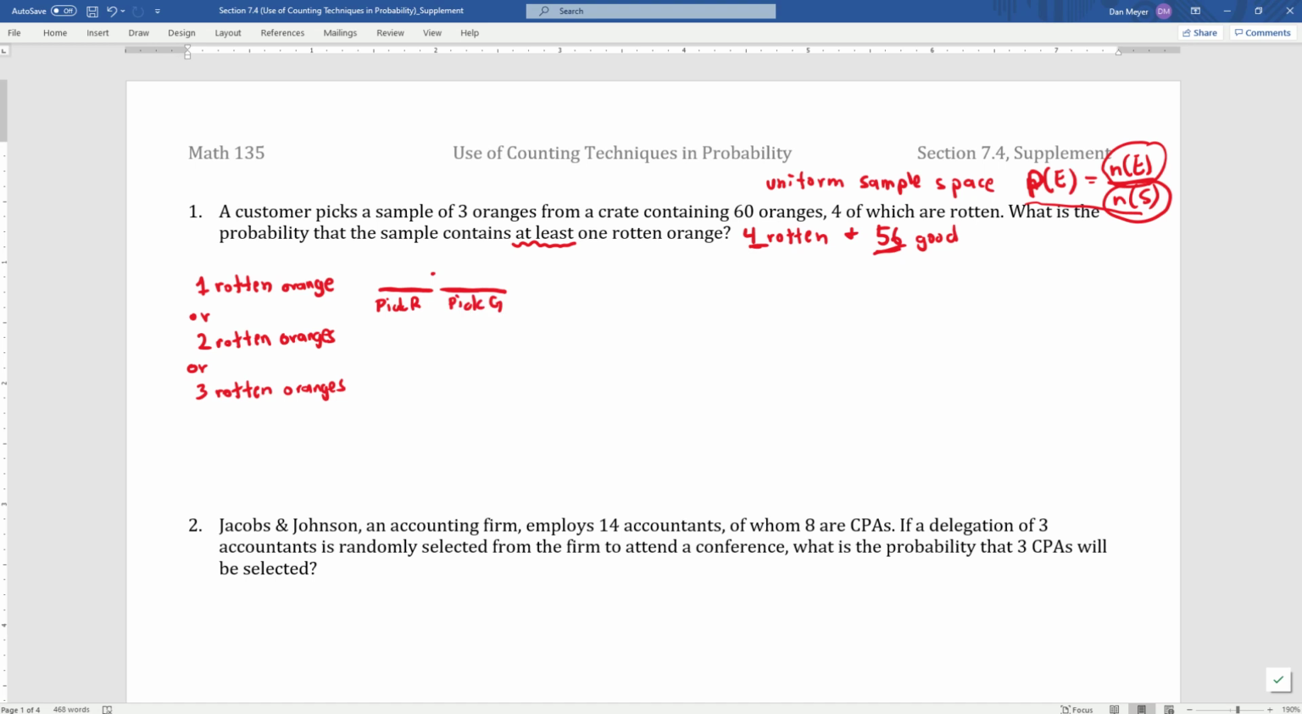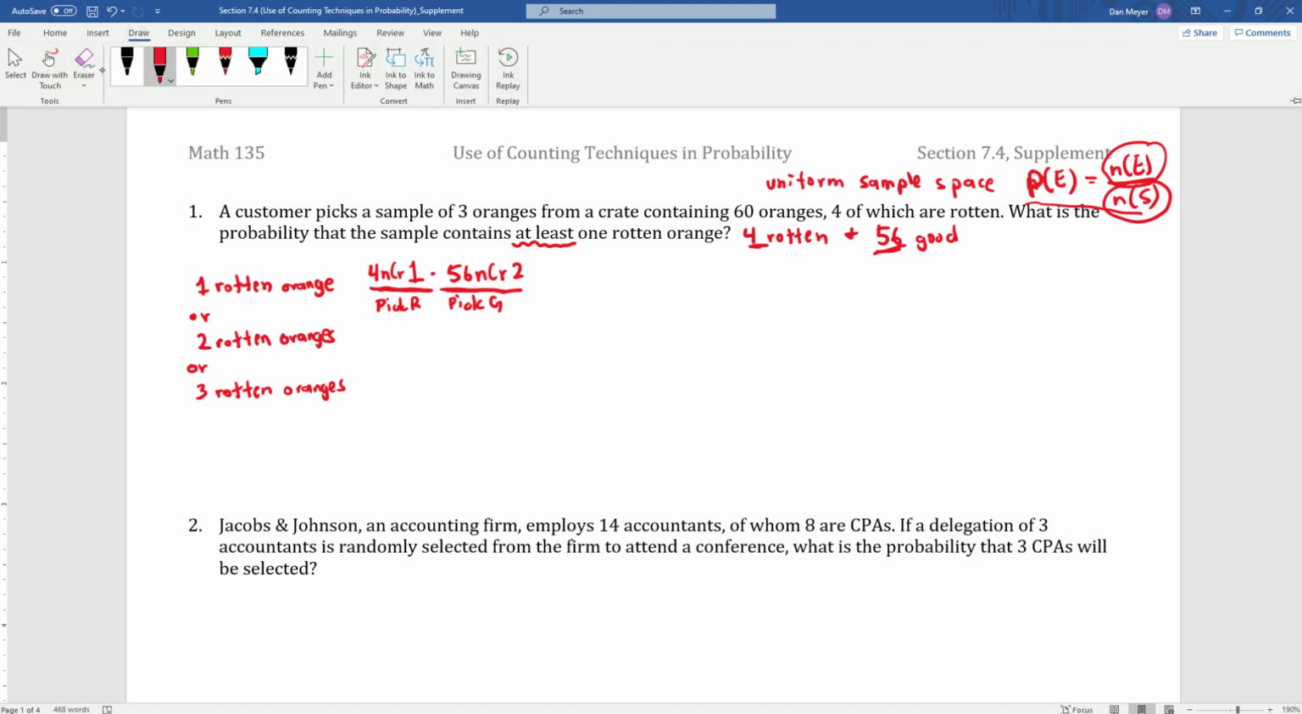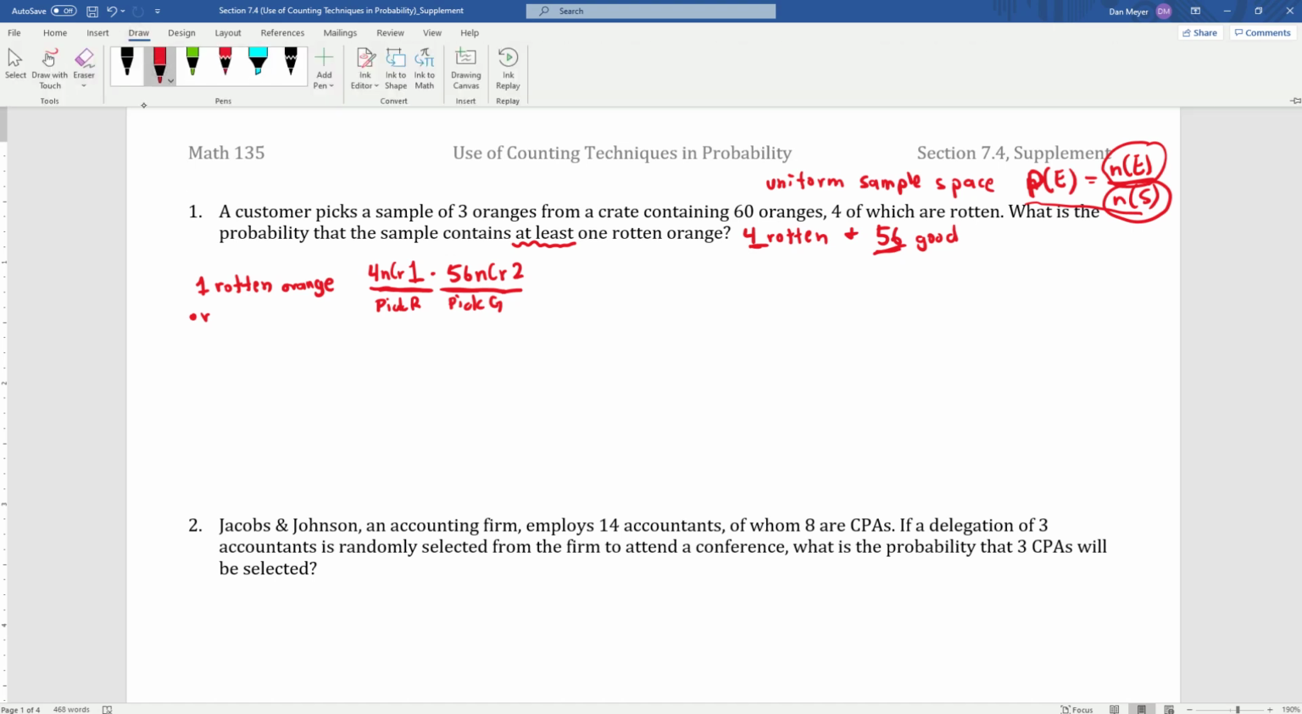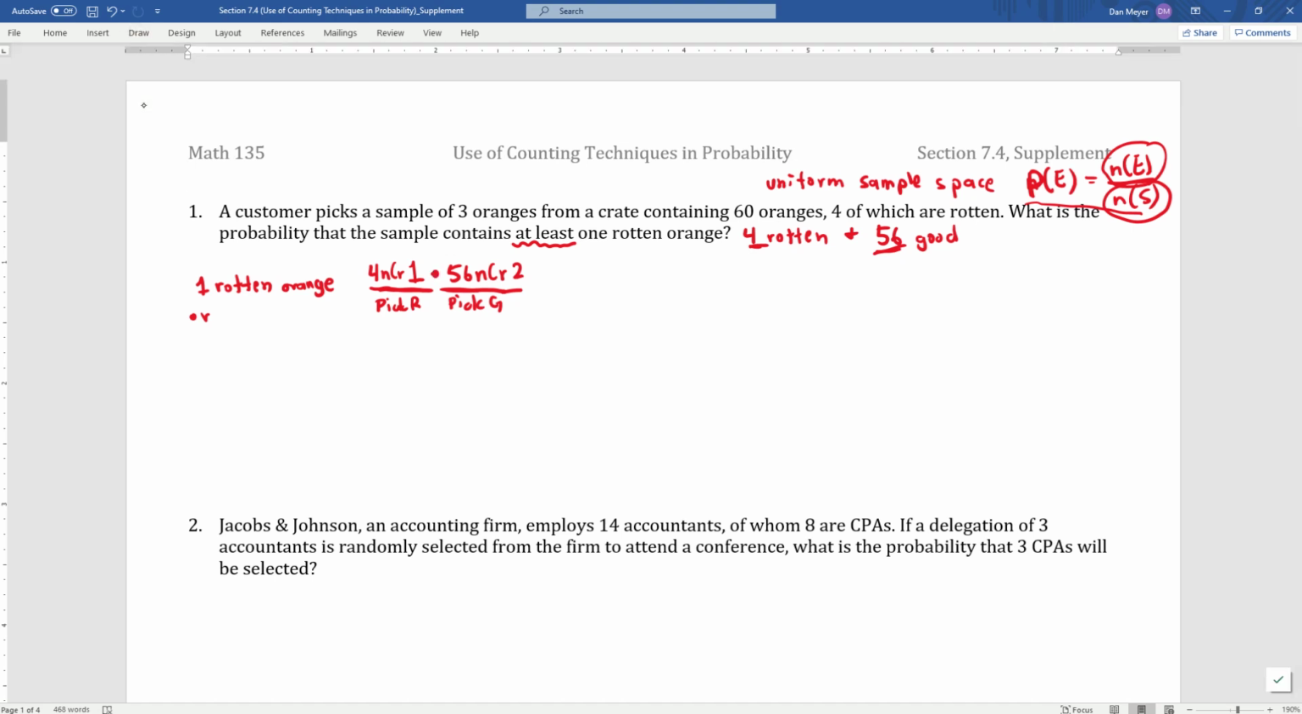If I want 1 rotten orange, there are 4 ways to pick a rotten orange, but just so that I have some consistency in my formulas, I'm going to use a combination. I have 4, and I want to choose 1. For my good oranges, I've got 56 good oranges, and I need to pick 2 of them. Okay, so that's my first case with 1 rotten orange.